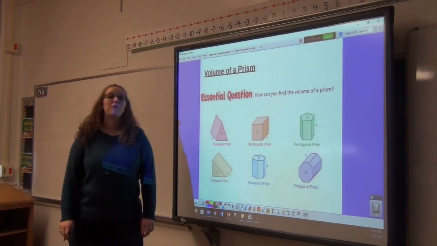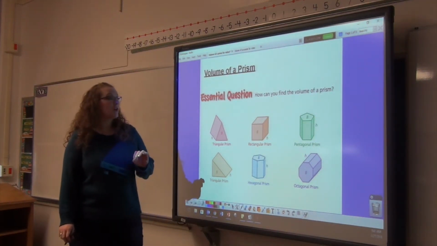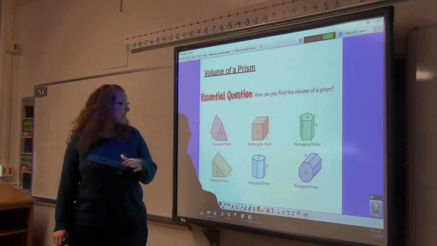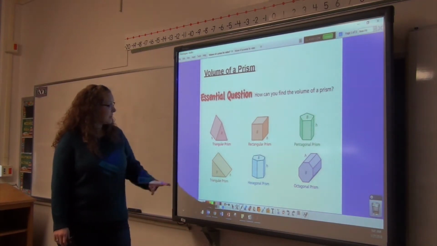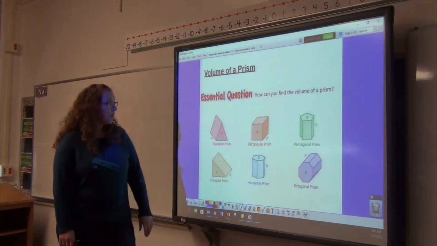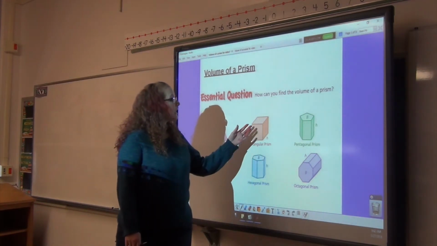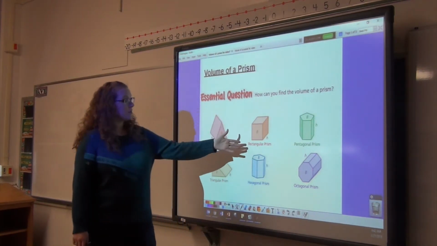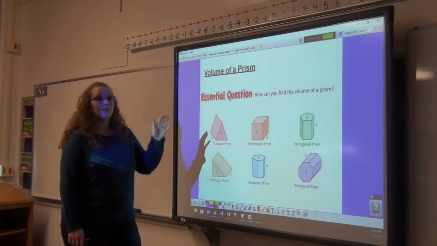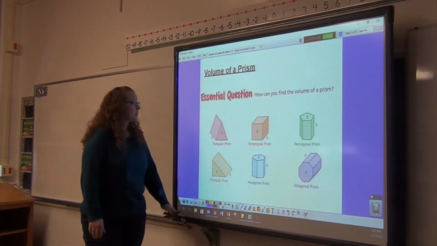Today we are talking about volume of prisms. Prisms are classified by the shape of their base. So we've got a triangular prism. This is also a triangular prism. We've got a hexagon base here, so that's a hexagonal prism. We've got a rectangular base, so this is a rectangular prism. Lots of different kinds of prisms.